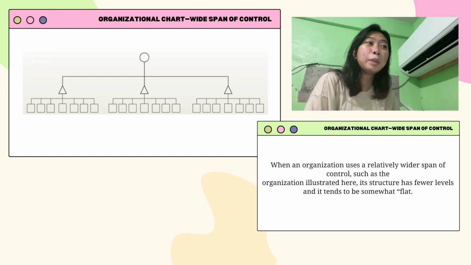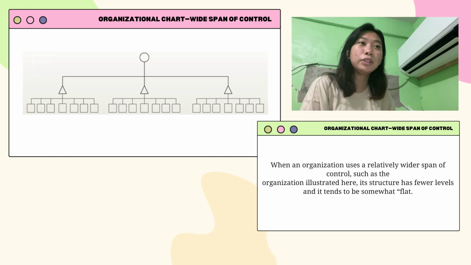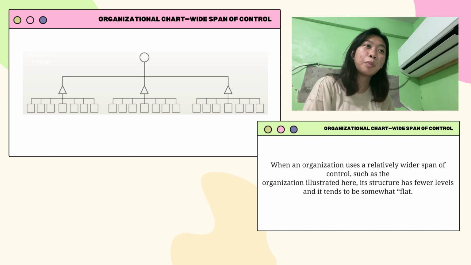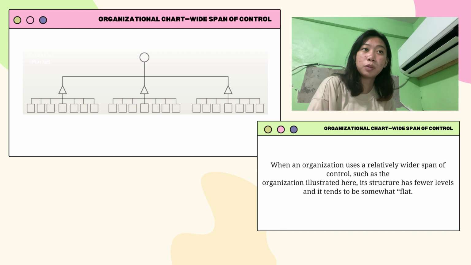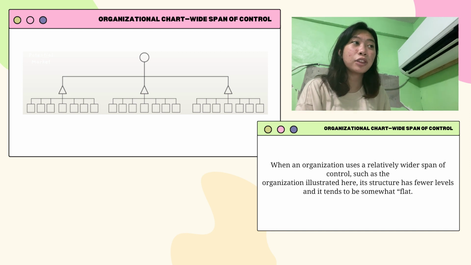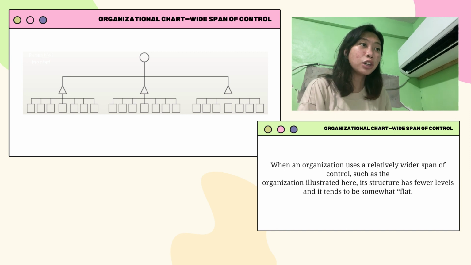The number of people reporting directly to an individual is that person's span of control. Some experts call this span of management. This illustrates a flatter organizational structure with a wider span of control than the structure shown.